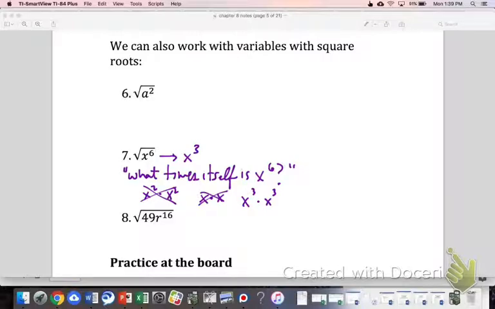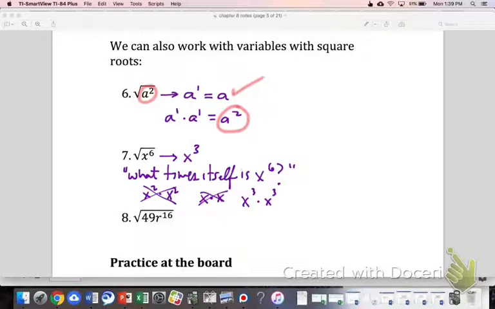So for number 6, did you guys get a to the 1st or just a? Yes. Okay, so that is correct. You could always check this by taking your answer there and multiplying by itself. So if you did a to the 1st times a to the 1st, you should get a squared. And because this matches with this, I would say that checks, right? So the answer for number 6 should be a.